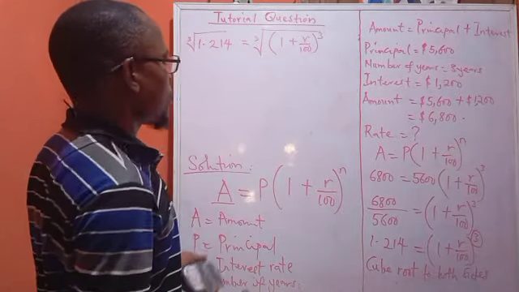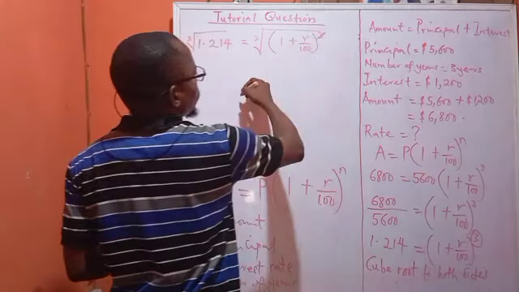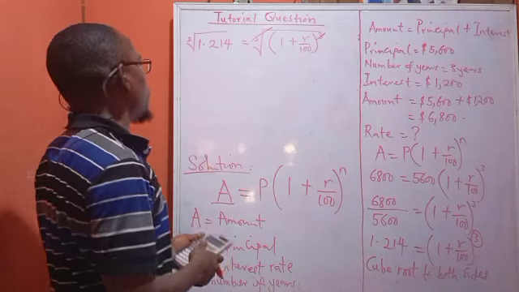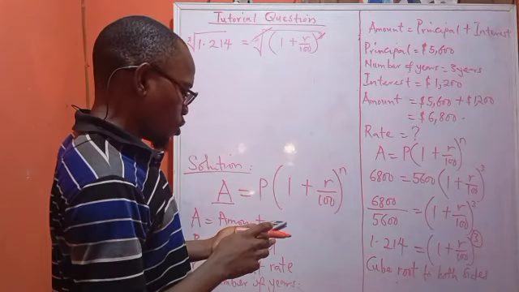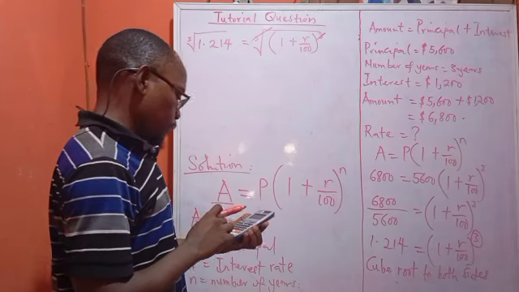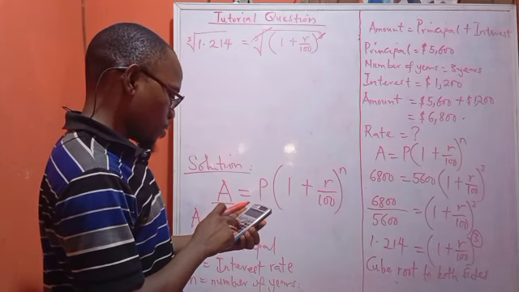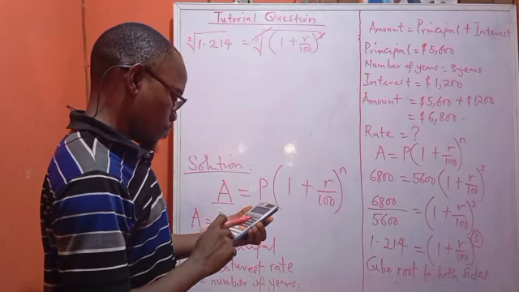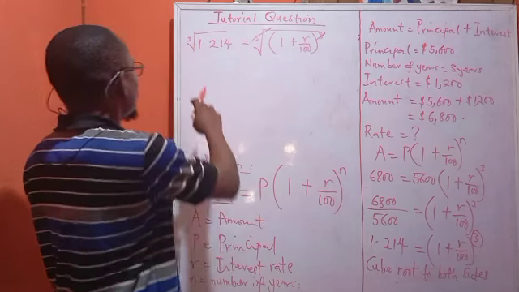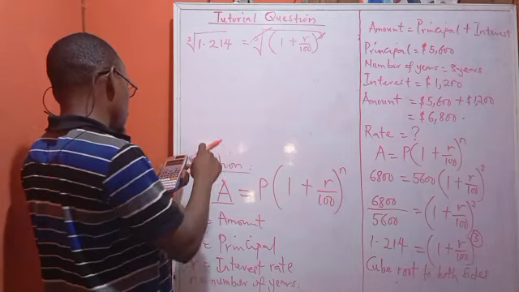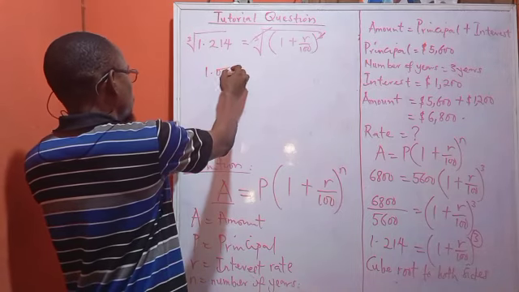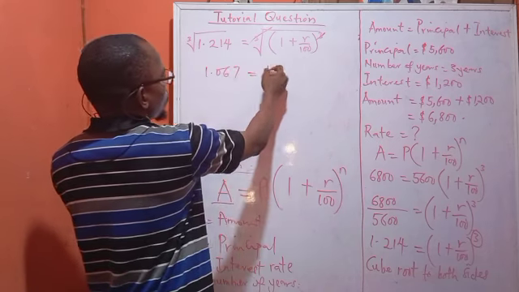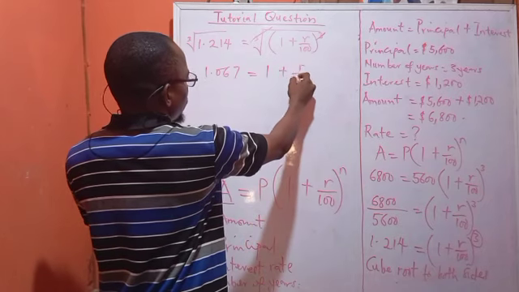This is what you will have at the end of the day. The cube will cancel the cube root. So we look for the cube root of 1.214. Let's punch our calculator again. The cube root of this is 1.067, equal to 1 plus R over 100.